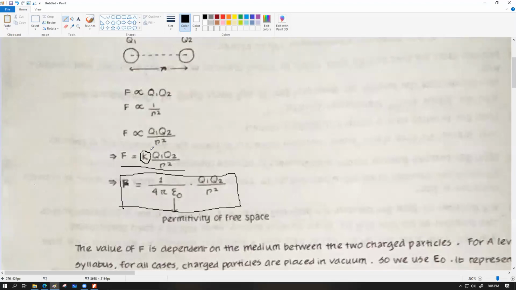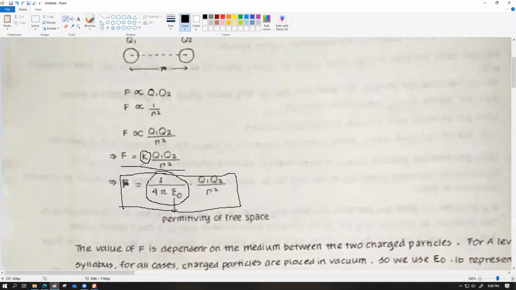For simplicity's sake, your syllabus is designed to do all of our mathematical calculations using vacuum, which means we are going to assume all the charged particles are located inside a vacuum chamber. So there's not going to be any medium present in between. As a result, that K is written in this format, 1/4 pi epsilon naught.